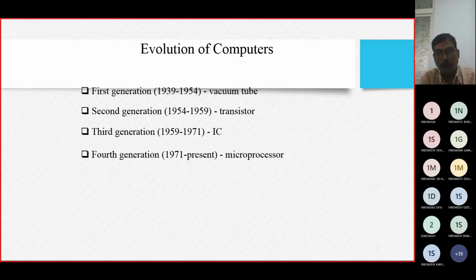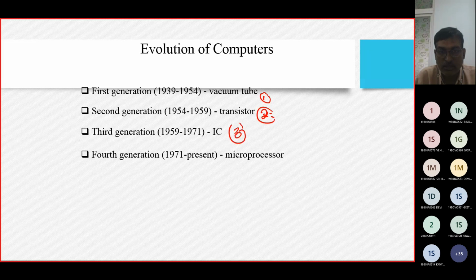So we do have a way of putting the evolution of the computers, which we have discussed earlier, but we'll have a fast recap of the evolution of the computers. First generation was vacuum tubes. Second generation was transistors. Third generation was integrated chips. And from 1971 onwards, it was microprocessors.